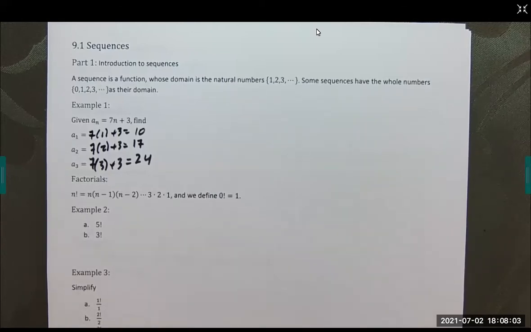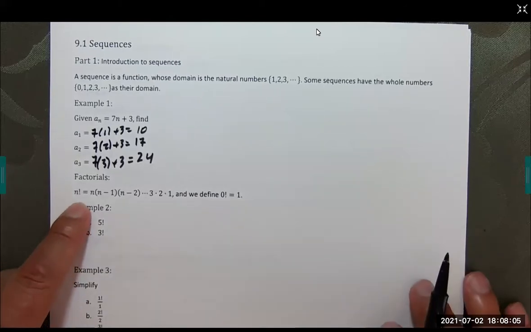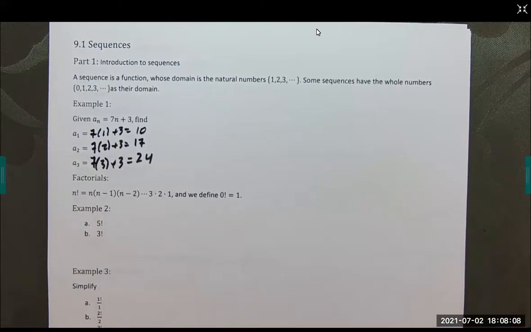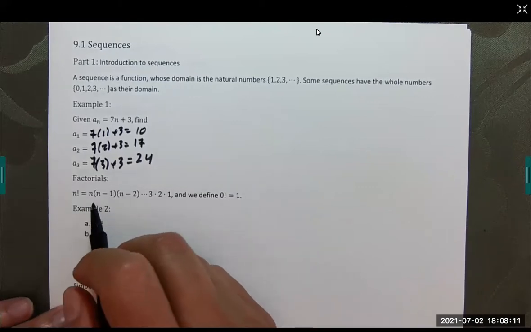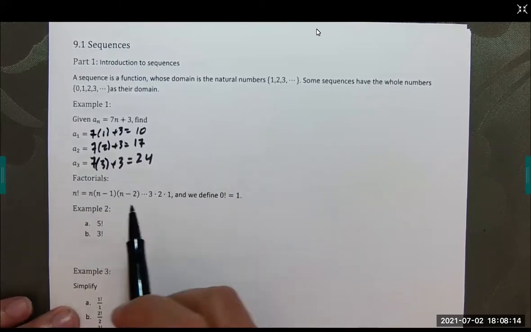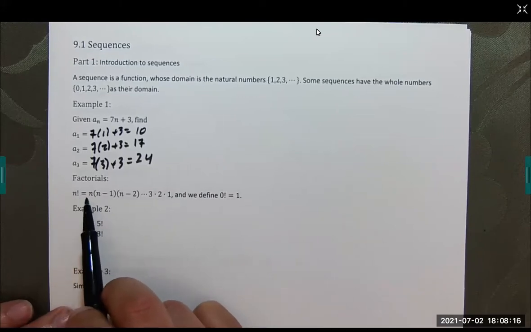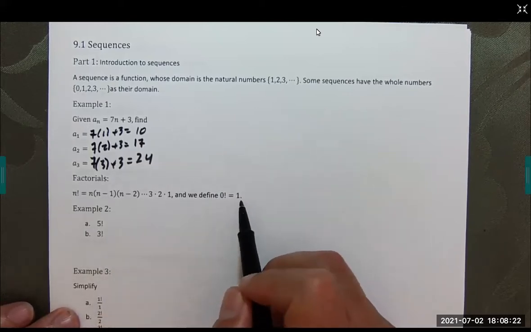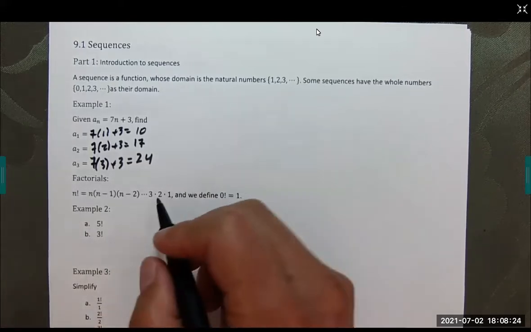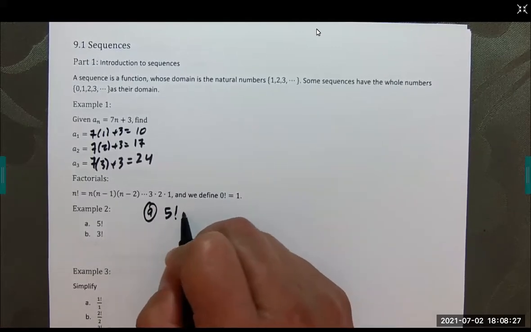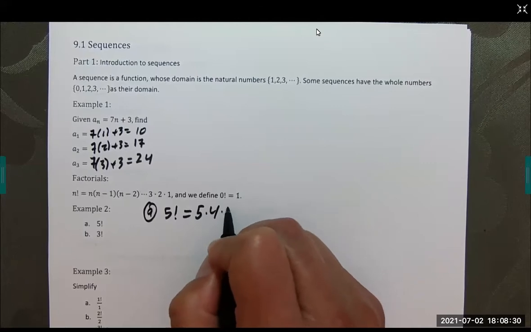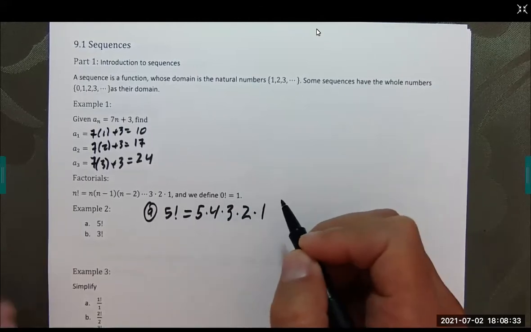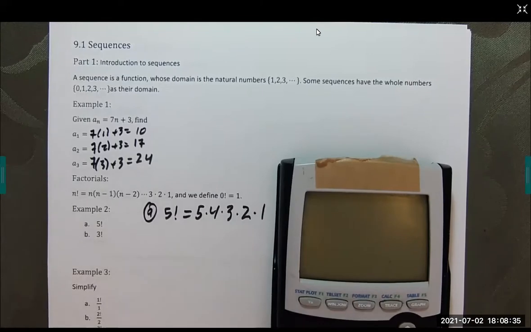Next up, we have factorials. We use an exclamation point for factorial. Please don't call it an exclamation point. It's a factorial when we're talking in math. It's basically take whatever the number here is, times the number previous to it, times the number previous to it, all the way down to 1. And actually 0 factorial we're defining as 1 as well. So let's take 5 factorial. It becomes 5 times 4 times 3 times 2 times 1, which is 120.